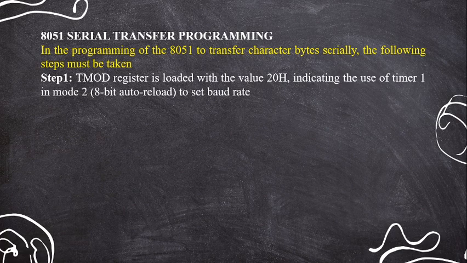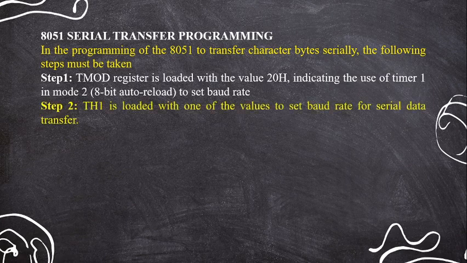The value of this timer mode register should be 20H. There won't be a change in this value because the mode of data transmission is fixed. What is it? It is mode 2, and it is timer 1 which has to be used. Hence this value 20H, whatever is to be written in the TMOD, is fixed.